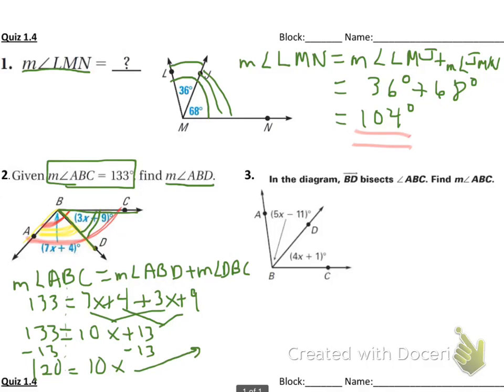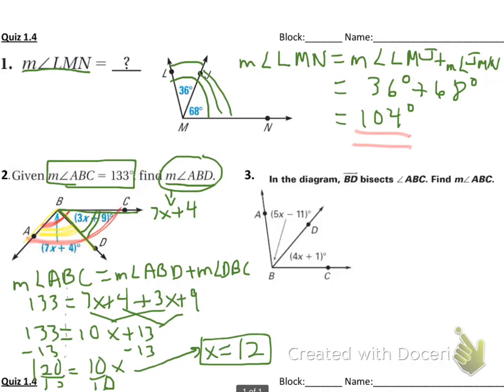I'm going to go over here because I'm running out of space. And I'm going to divide by 10. I don't know if you can see that, dividing by 10. I'm going to get x equals 12. And this is where a lot of people stopped. Because what it says is find ABD. Well, ABD is 7x plus 4. So I'm going to plug that in right there. And we're going to get 7 times 12 plus 4. So that's 84. That's 88 degrees. And there's our answer right there.